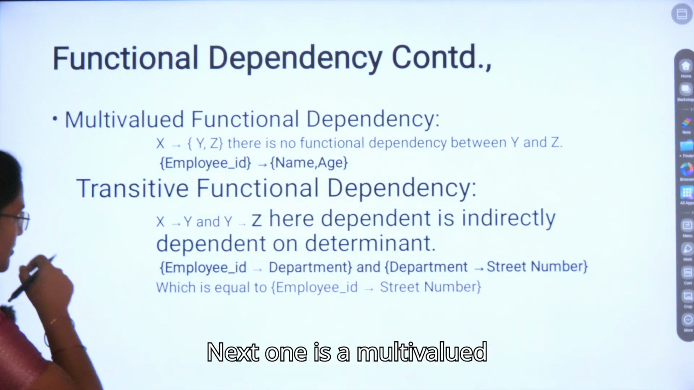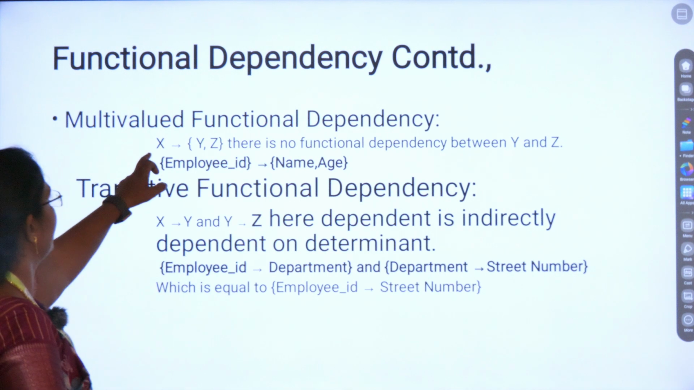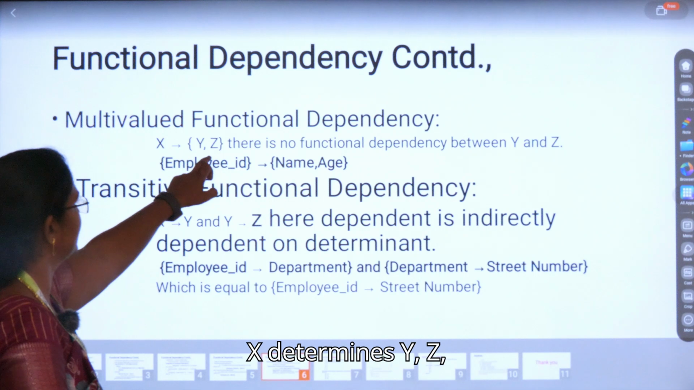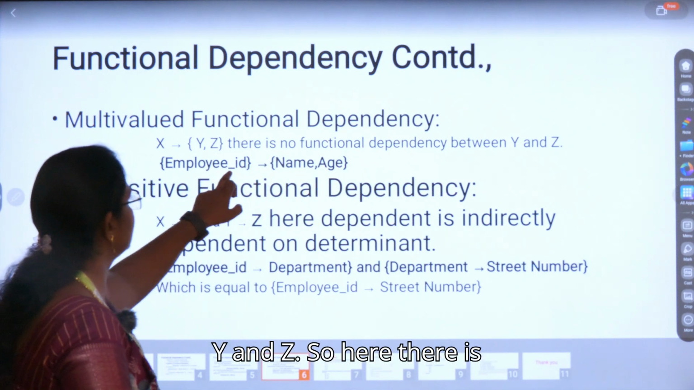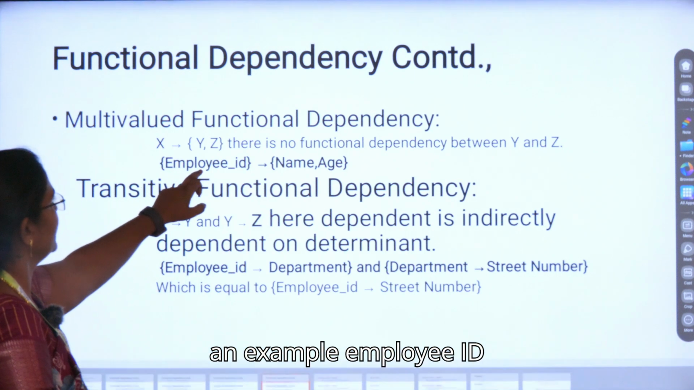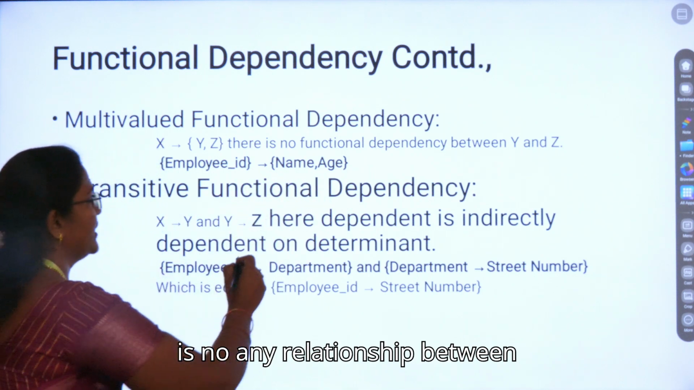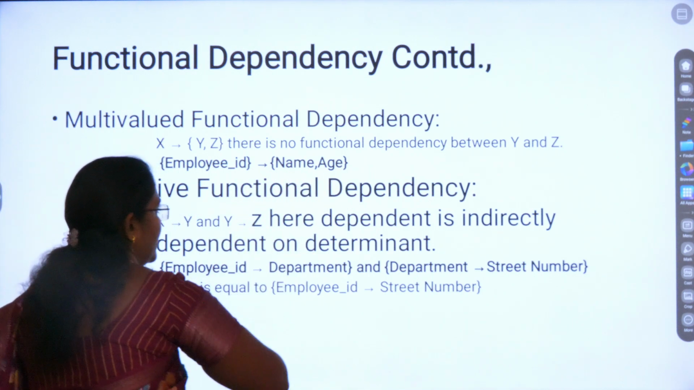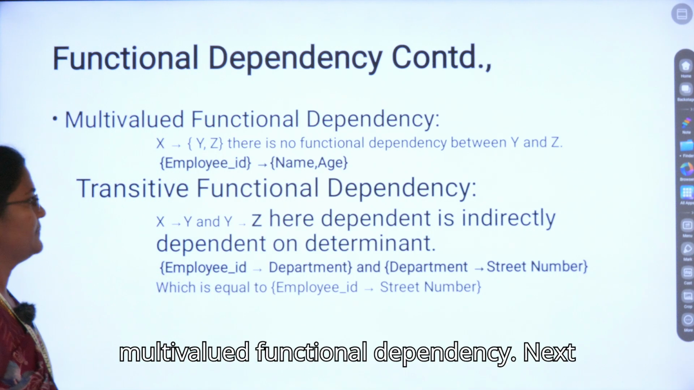Next one is a multi-valued functional dependency. It states that X determines Y and Z, and there is no functional dependency between Y and Z. So here is an example. Employee ID determines name and age. There is no relationship between name and age. So it is called a multi-valued functional dependency.